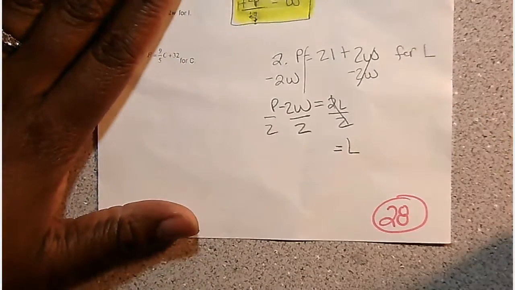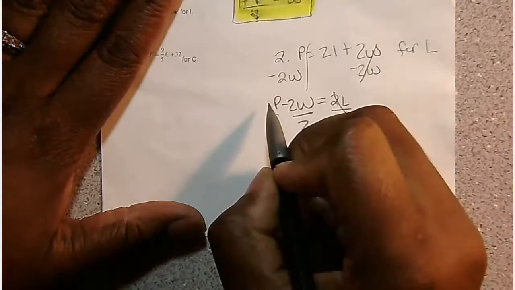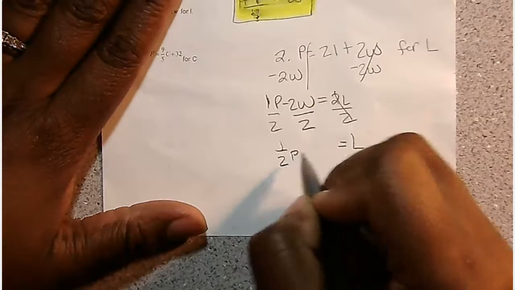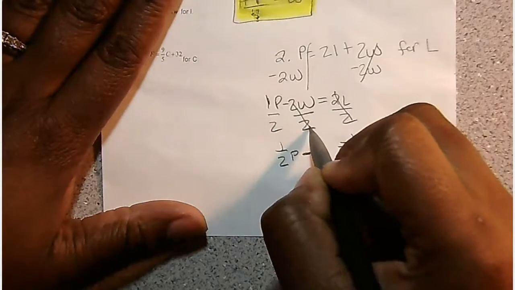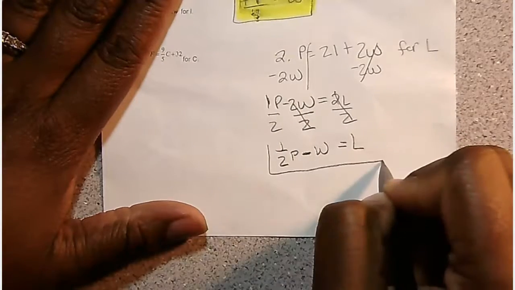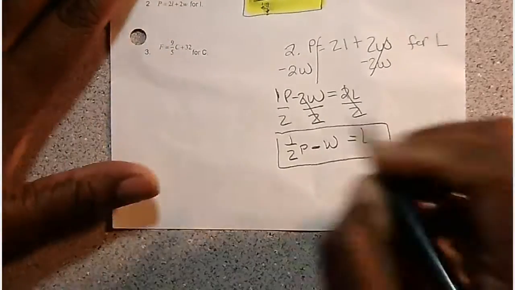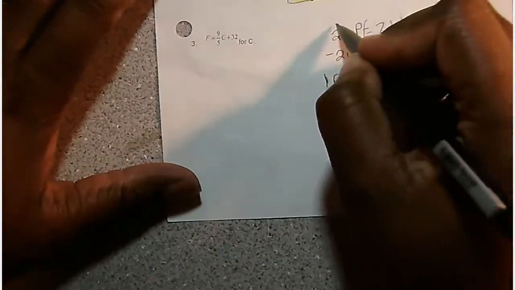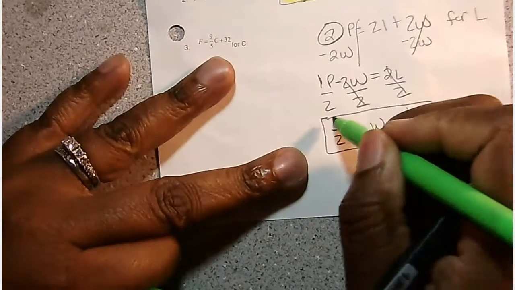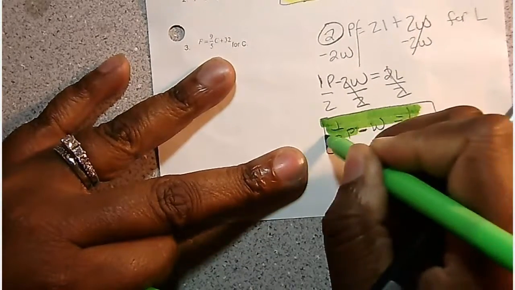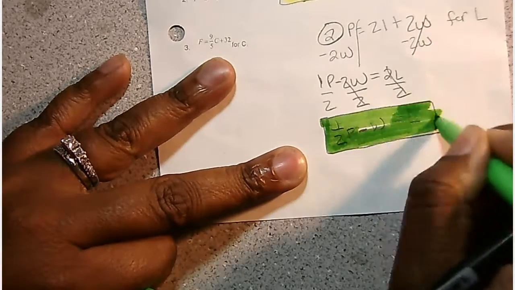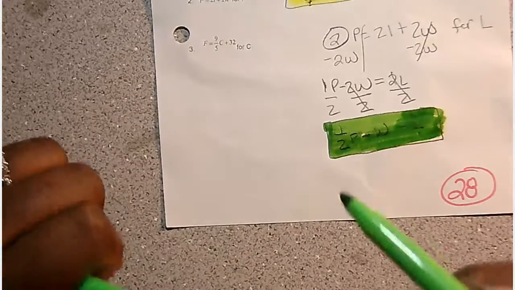The 2's cancel. So I get L equals, there's a 1 in front of here, don't forget. I get 1 over 2 P minus my 2's cancel, W. L equals 1 over 2 P minus W. Okay, that was number 2. I'll use a different color highlighter. That's my answer.